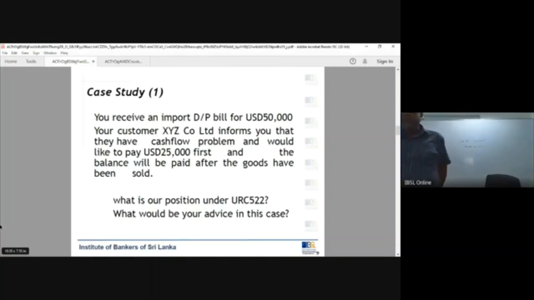What is the relevant article? Can we take $25,000 and then release the full bill? Can we do that?